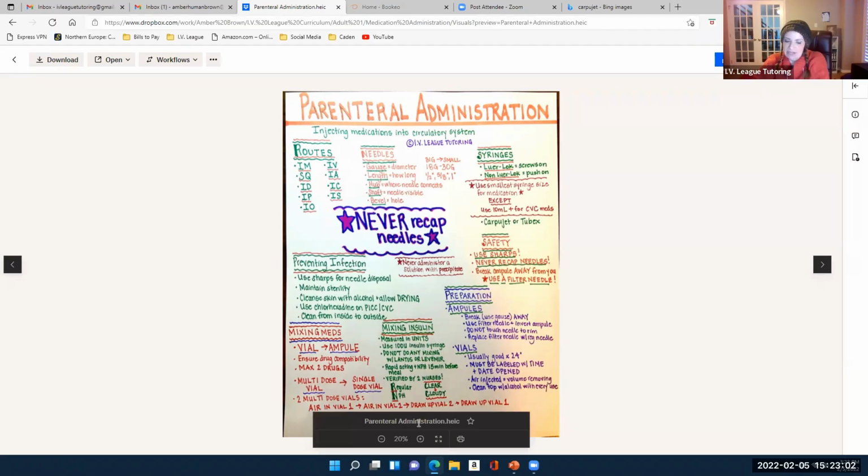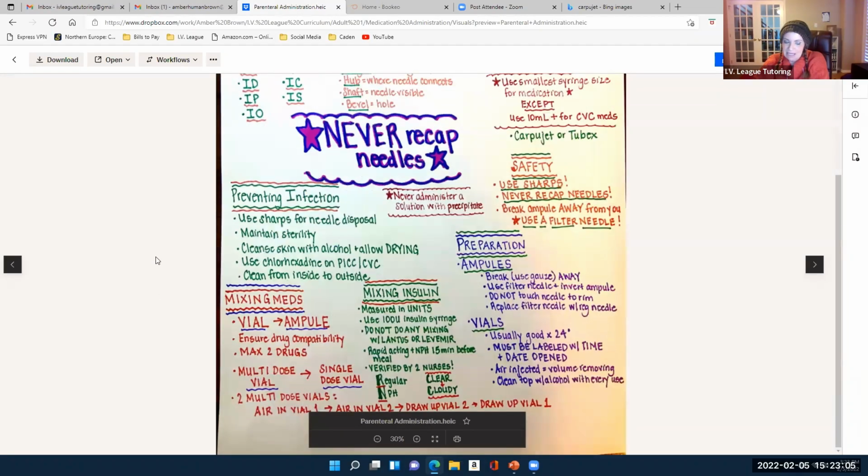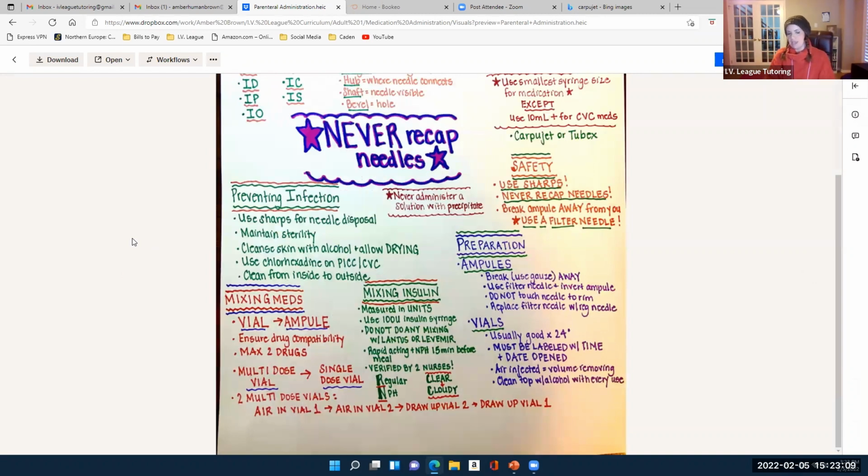Mixing meds. This is very testable. Okay. If you are mixing meds, one of the meds is in a vial and one of the meds is in an ampule. You're going to draw up the vial first and then draw up the ampule. Because if you draw up the ampule first, then you really can't put air in the vial, right? You're going to pull up the air, put it into the vial, draw it up from the vial, and then do the ampule. If you're going to mix meds, you always have to make sure that the 2 drugs are compatible. We don't mix more than 2 drugs.